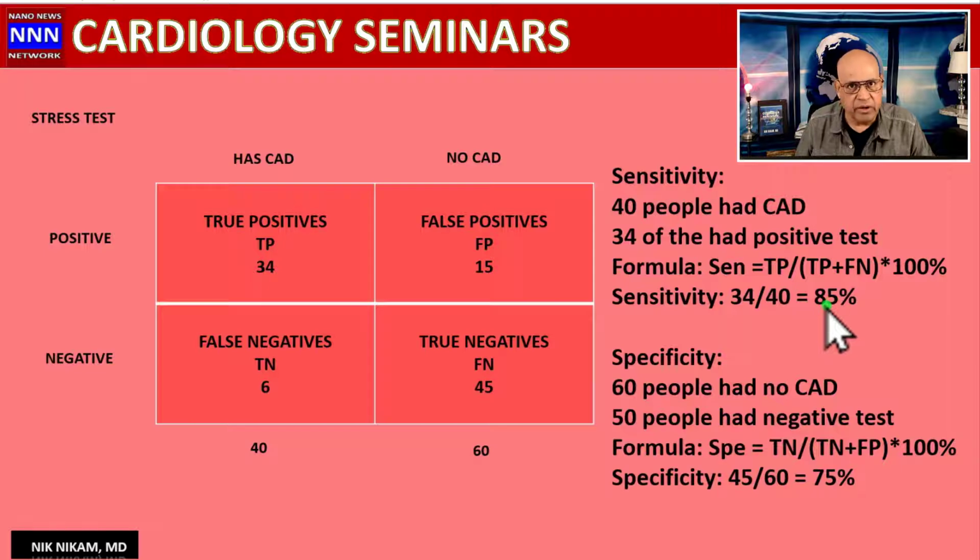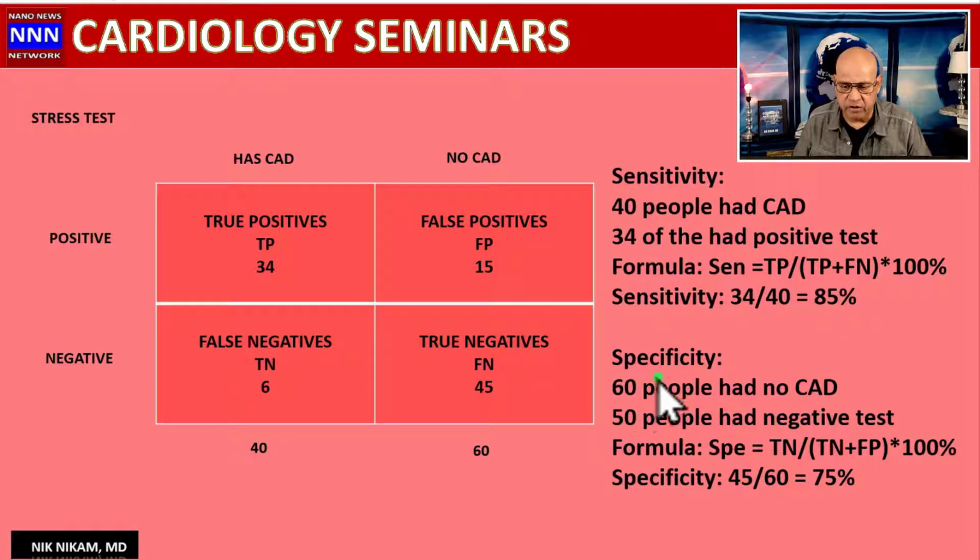That's pretty good, but still 15% of the time the stress test couldn't identify it. That means, is this number acceptable? Reasonably so, but can we improvise on that? That's going to be answered in the future.